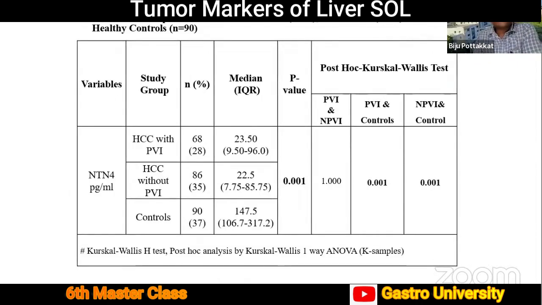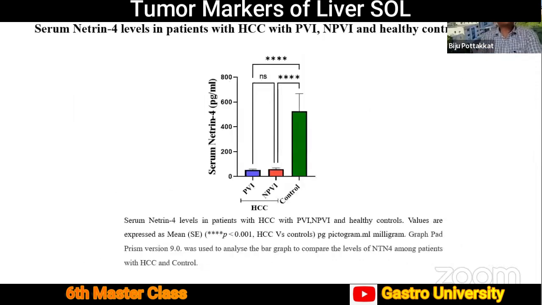So when you extensively study this entity Netrin, we got more information that as the extent of portal vein or vascular infiltration increases, Netrin-4 gets further and further suppressed, and you are hitting near zero values or less than 10 values. Okay, this is exemplified with this diagram.